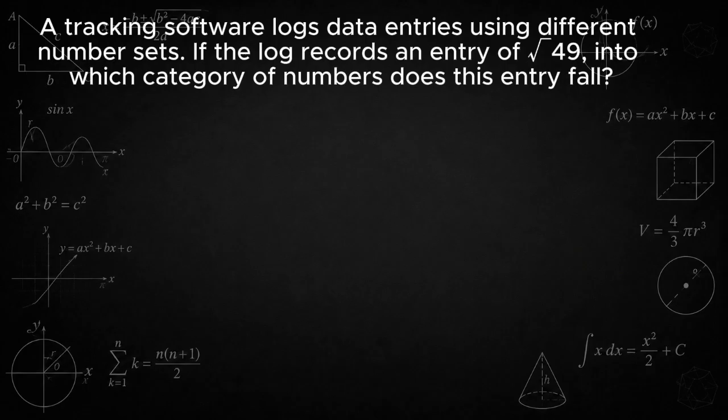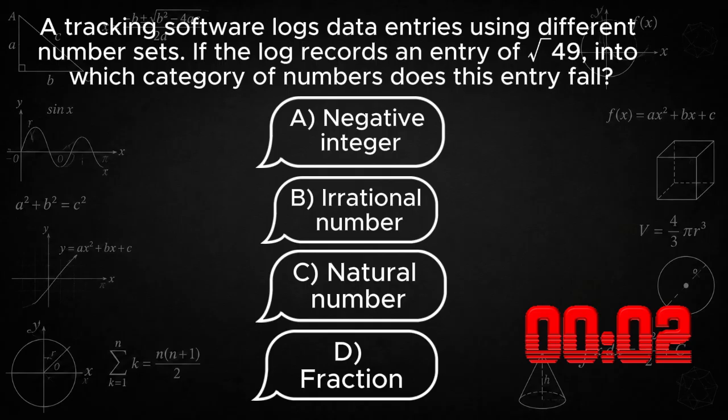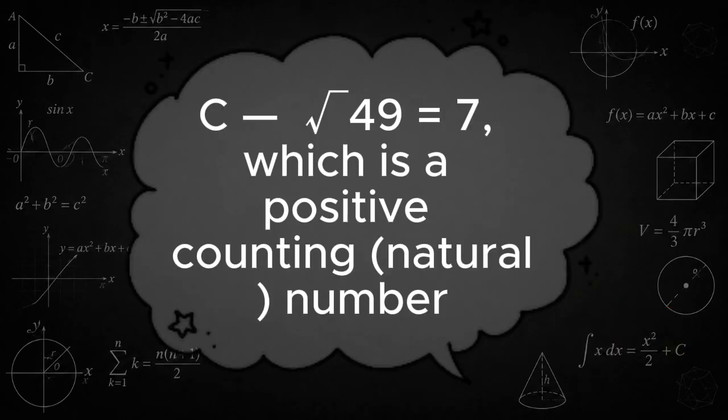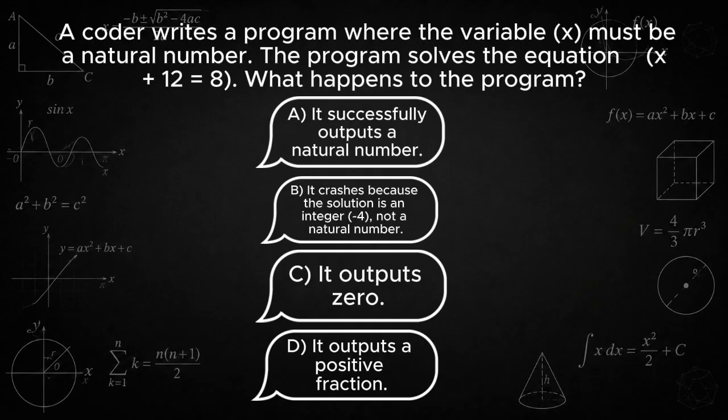A tracking software logs data entries using different number sets. If the log records an entry of 49, into which category of numbers does this entry fall? A coder writes a program where the variable x must be a natural number. The program solves the equation x + 12 equals 8. What happens to the program?